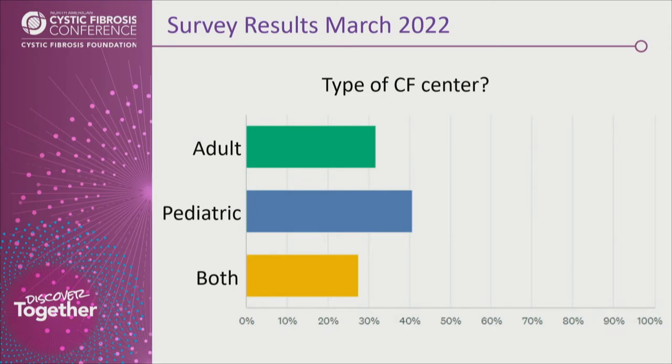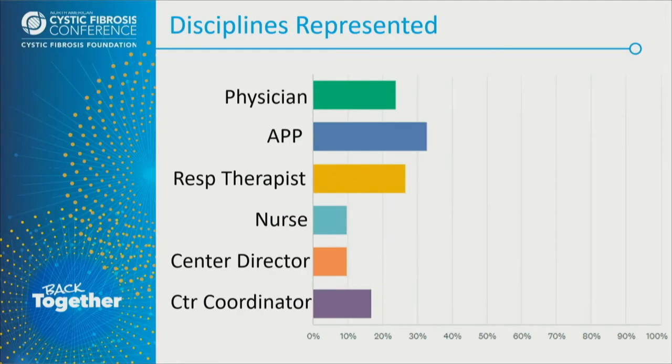So we had a good variety of people who participated from, as you can see, adult centers, pediatric centers, and then providers that were involved in both. We also had a pretty good representation from various disciplines. We primarily promoted this through listservs. APPs responded the most, as you can see, but then we have a good, nice variety of physicians, RTs, nurses, and then people, if they were center directors or coordinators, could click that as well, so that's why it doesn't add up to 100%.